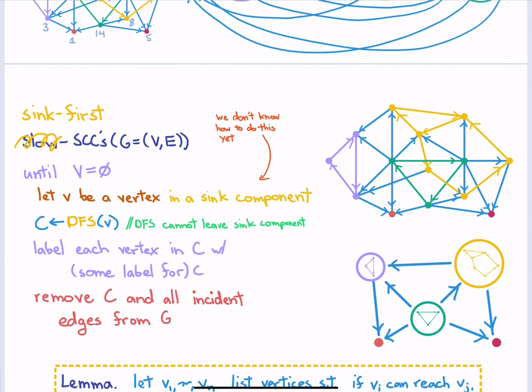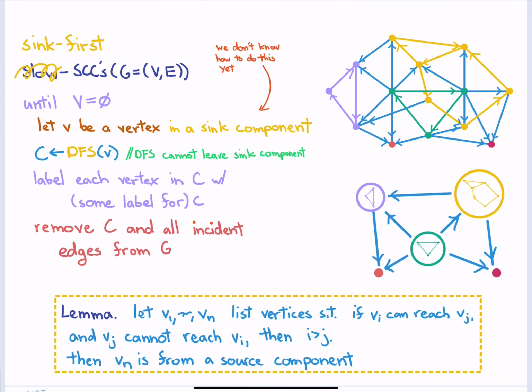Okay, so how are we going to use this? So remember, the goal is really to figure out how to implement this step. How do I extract a vertex in a sink component iteratively? Okay. And now we have a lemma that's saying that I know how to get vertices from source components. And I should note that you can actually iterate on the lemma. For example, if I remove the source component and then I have some remaining list V1 through Vn minus 10 or something, then again, the last vertex will be coming from a source component in the remaining graph.